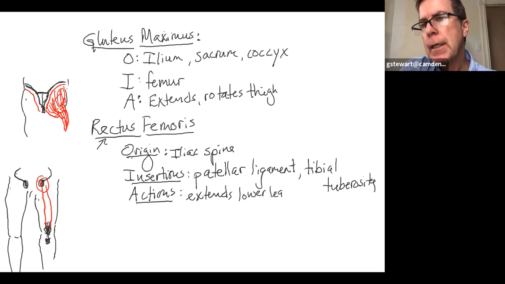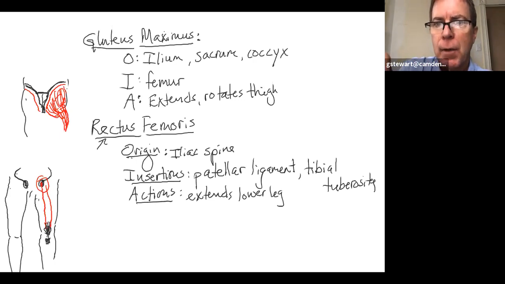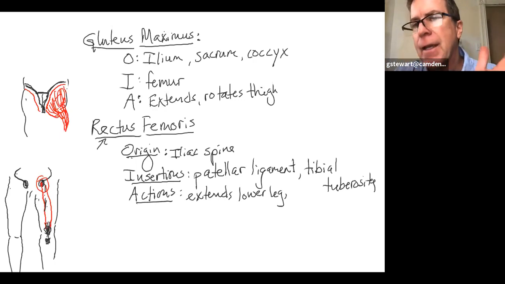I assume you're all sitting in chairs. I am. If you were to raise your lower leg and stick it out as you're seated, that's largely this muscle, all of your quadriceps, and the rectus femoris is one of those quadriceps. So it extends the lower leg. It also flexes the thigh. So I'm just going to say extends lower leg to keep it as simple as possible.